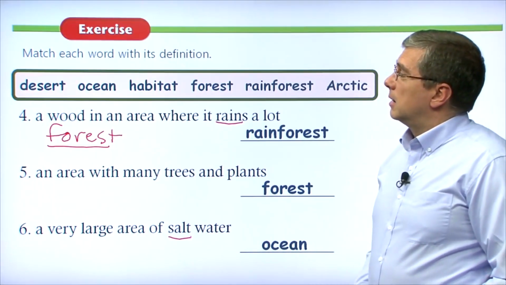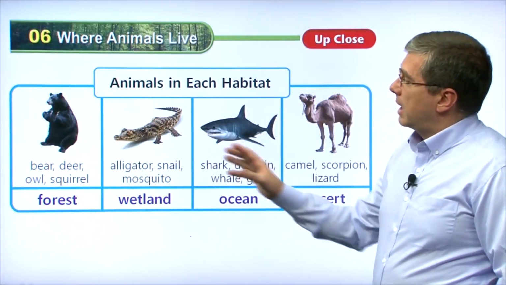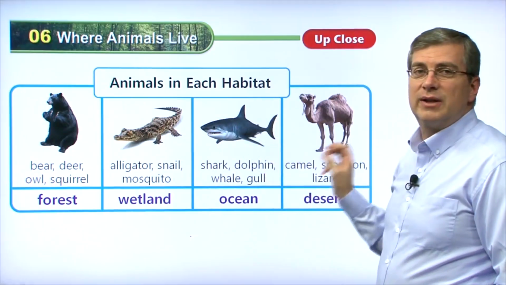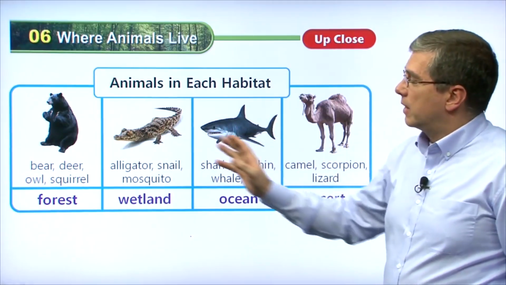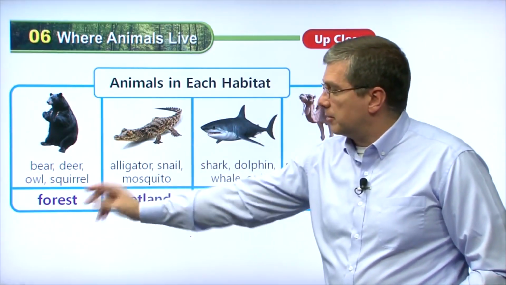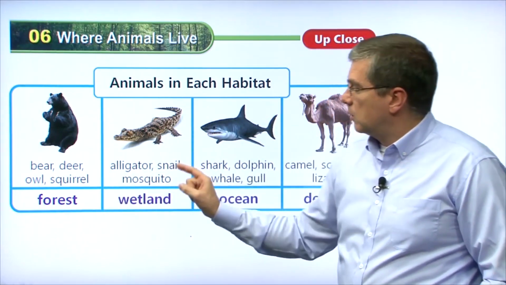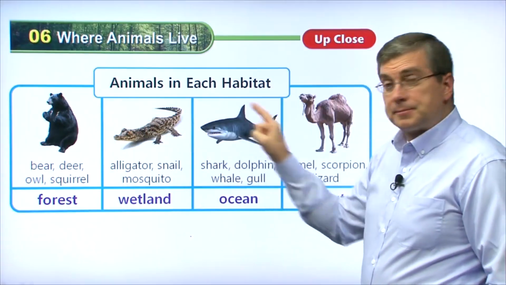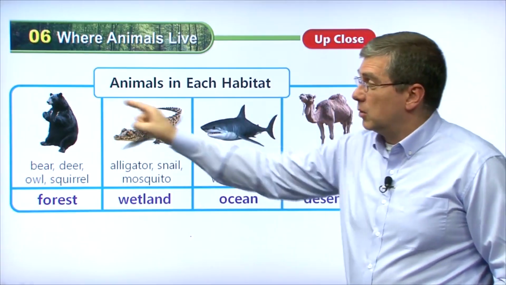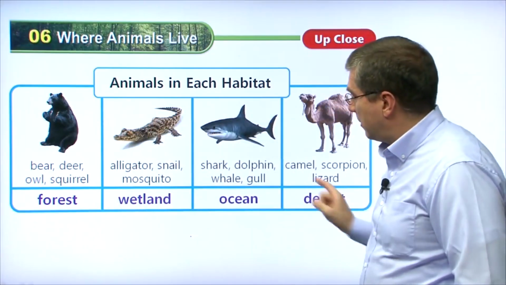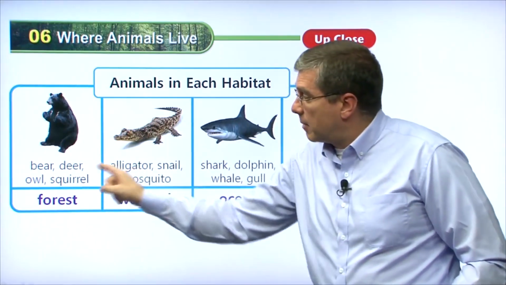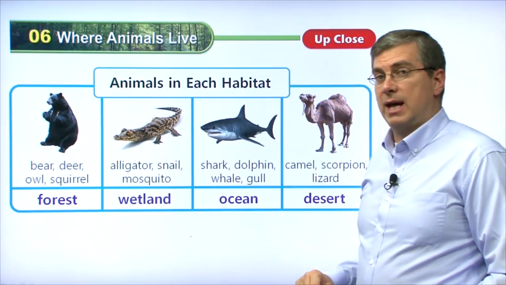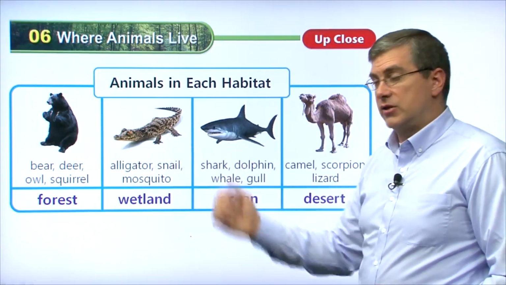Okay, well, let's take a look here at a chart. We have a chart showing animals in each different habitat. Okay, over here we have the habitat on the bottom. We can start with there. We have forest, we have wetland, we have ocean, we have desert. We have pictures of the different types of animals that live in each type of habitat. We also have some other names of animals that also live in that habitat. Let's go over the chart in turn.